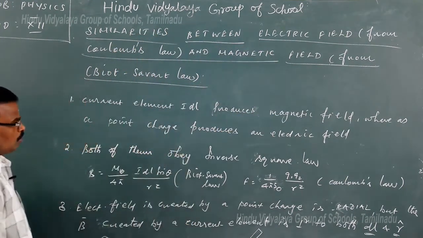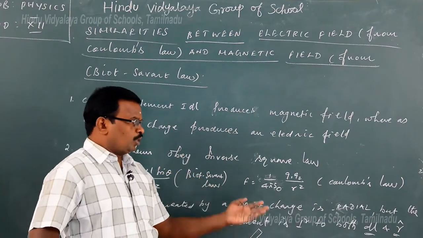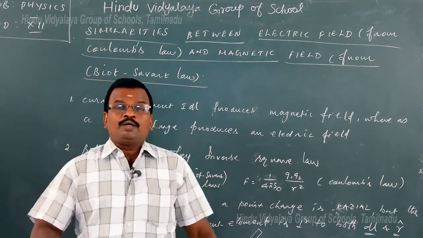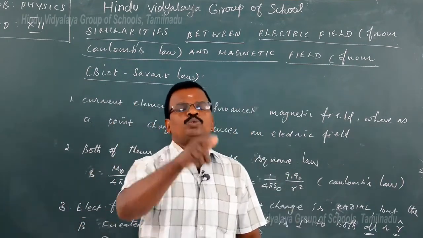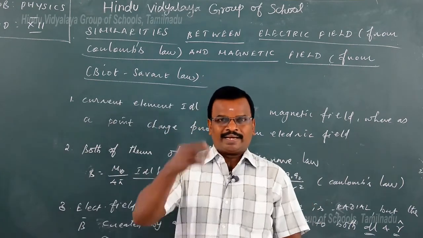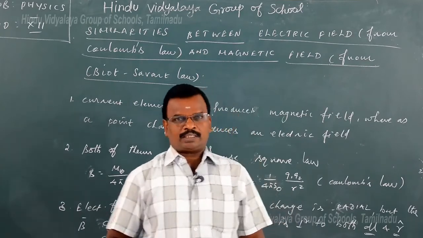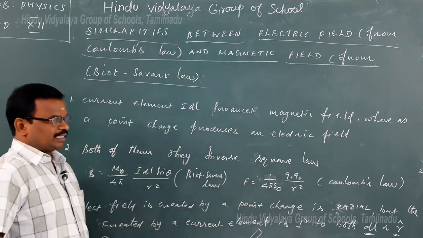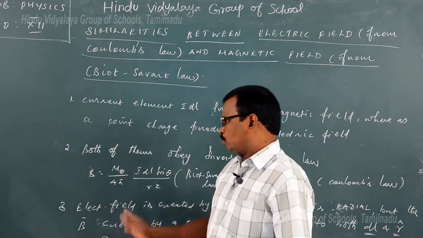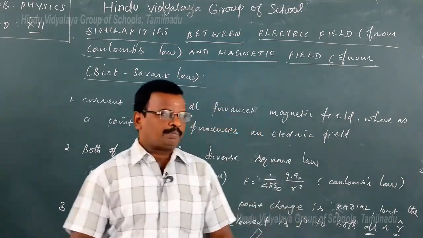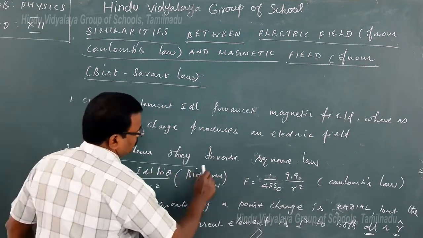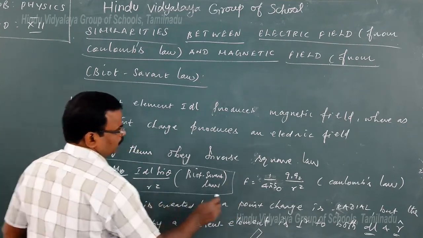What is Coulomb's law? F is equal to 1 divided by 4 pi epsilon naught, q1 q2 by r squared. The force of attraction or repulsion between any two charges is directly proportional to the product of the magnitudes of the charges and inversely proportional to the square of the distance between them. That is Coulomb's law. The Biot-Savart law, as I told, is dB equal to mu naught by 4 pi, I dl sin theta by r squared. What are the similarities between these two laws? That is what we have to discuss here.